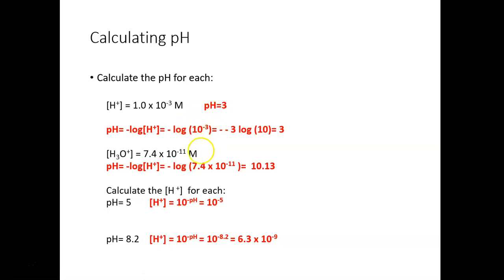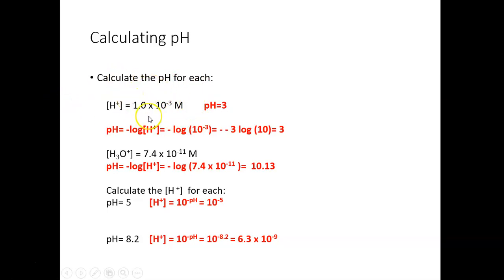Using log properties, I can take the -3 and put it in front of the log, okay? So then I get -3 times log of base 10. The negatives cancel out. The base 10 log of 10 is 1, so I just get 3. So if your hydrogen ion concentration is 1 times 10 to the negative something, that something is the pH, okay?